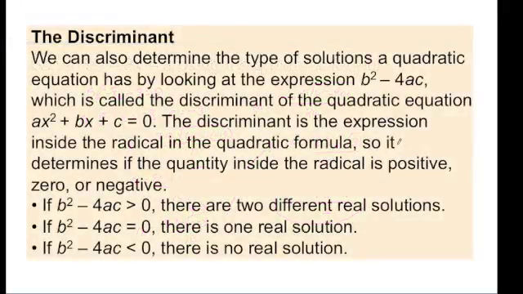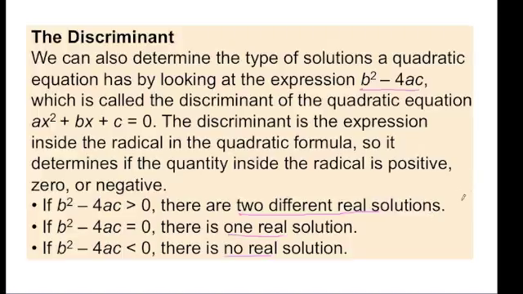It's helpful to look at the discriminant. We can determine the types of solutions to a quadratic equation by looking at the expression b squared minus 4ac. That's called the discriminant. It's the part that's under the square root in the quadratic formula. It determines if the quantity inside is positive, negative, or 0. If it is positive, there are two different real solutions. If it is equal to 0, there's one real solution. And if it is negative, there's no real solution.